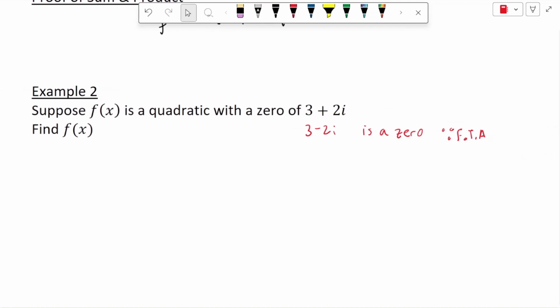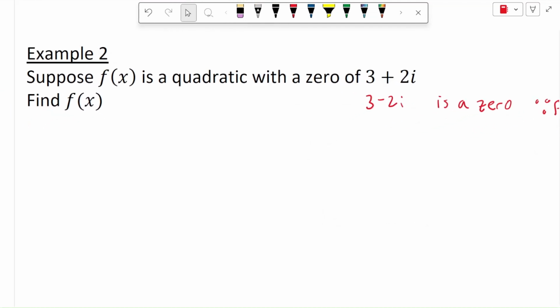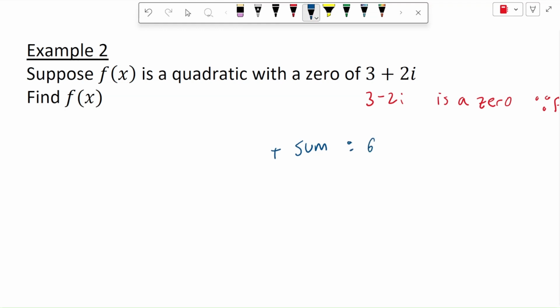We don't want to do that. That's going to take us way too long. And this is where sum and product comes in really handy. So the sum of these, if you add together the two roots, you're going to get 6, and then the imaginary bits will cancel out.